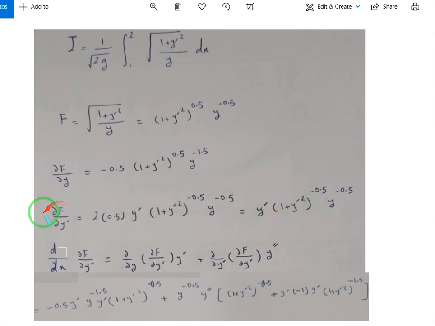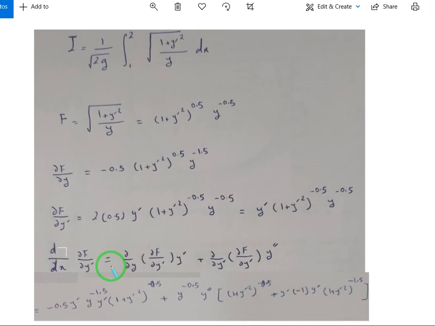And if I want to calculate the derivative of this term with respect to x, as you can see, y and y dash are all functions of x, so the derivative of this term with respect to x can be calculated by the chain rule, the derivative chain rule.